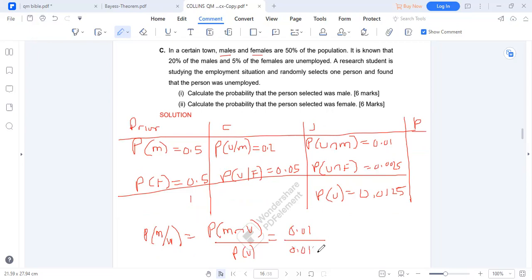Sorry to disturb you. How did you get probability of unemployed intersection male? When I multiply this one times that one, when I multiply 0.5 times 0.2, I'm getting 0.1. Oh, it's 0.1, yeah. Okay, just maybe a calculation error.